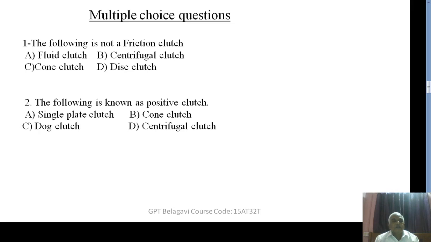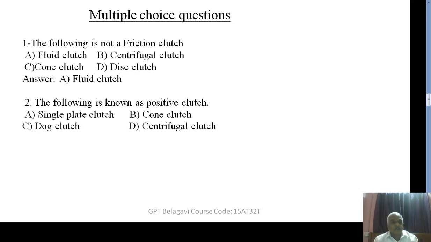See here, in these four options, centrifugal clutch is also one example of a friction clutch. Cone clutch is also one example of a friction clutch, and the disc clutch is also one example of a friction clutch. Therefore, the right answer for this particular question is fluid clutch. The right answer is a fluid clutch.